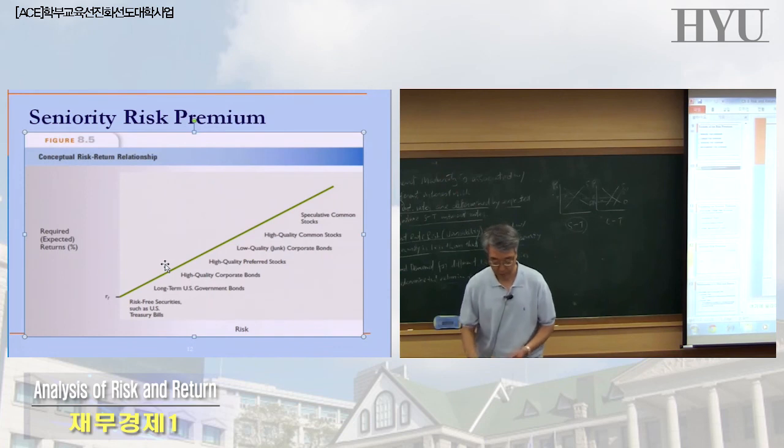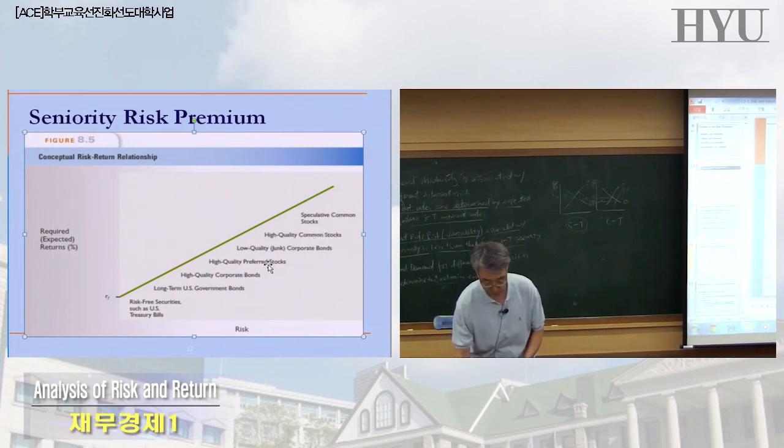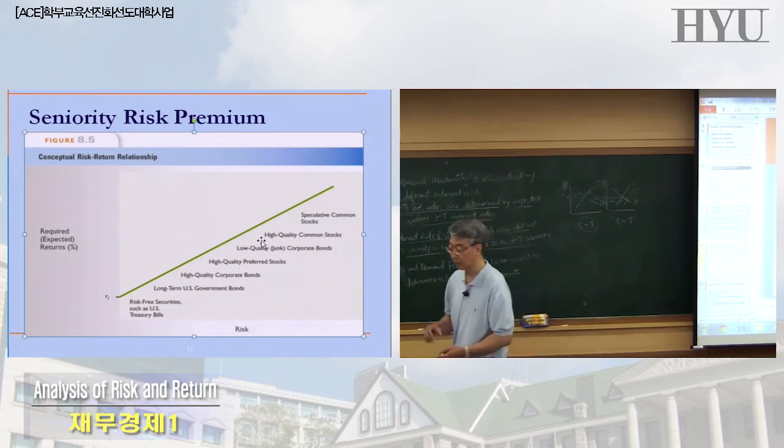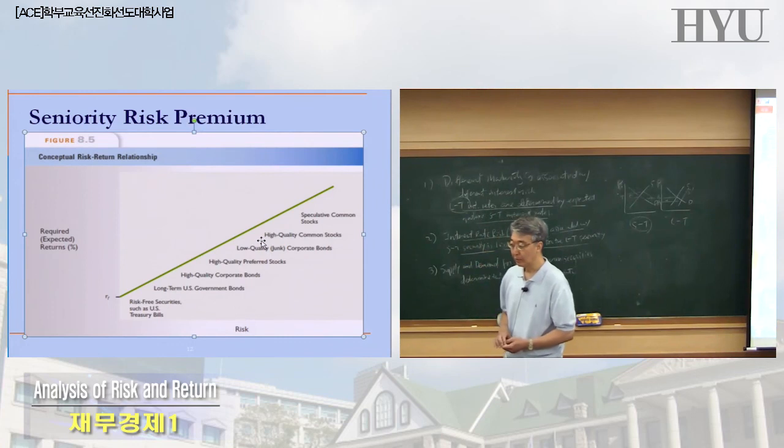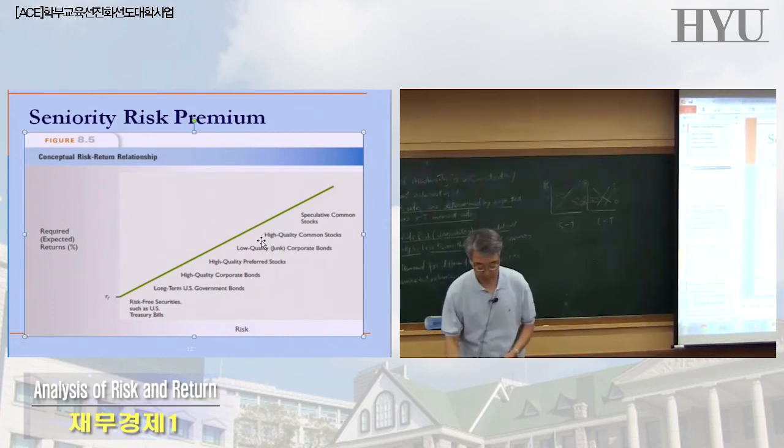In financial terms, this one has seniority over this one. For example, if you hold common stock of IBM and corporate bonds of IBM, then the corporate bond has definite seniority over common stock. So in case something goes wrong and IBM has to liquidate, then the bondholders have first right to the assets compared to the common stockholders.